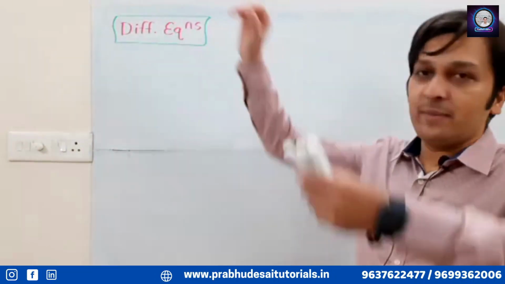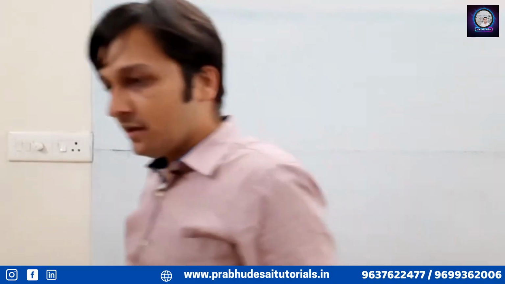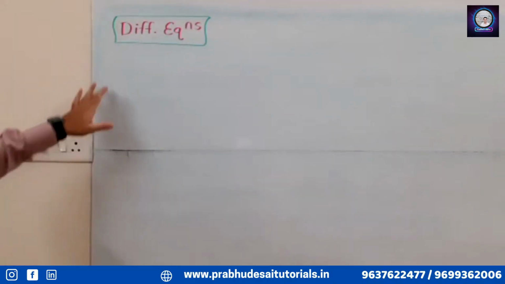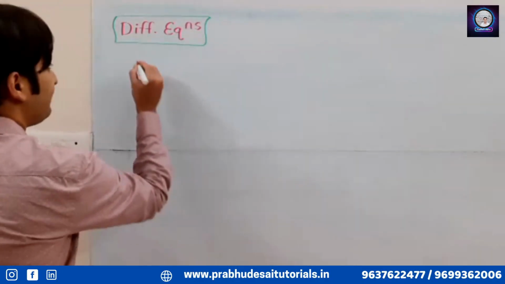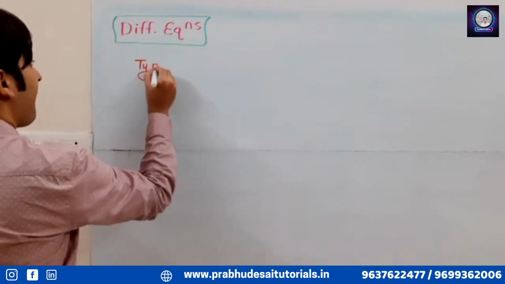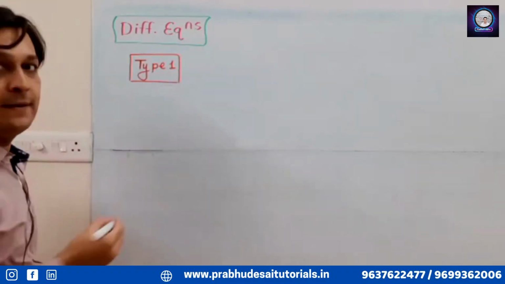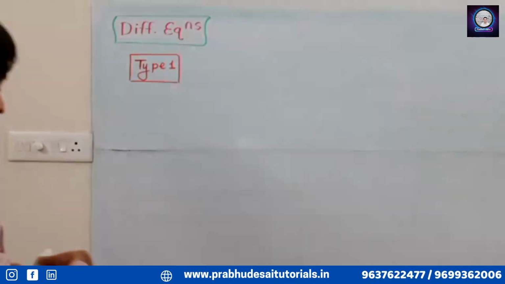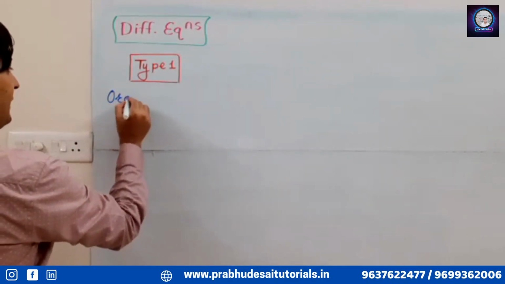I will explain some of the basic stuff and then you can write. We'll be starting unit number 1, differential equation. Hope the upper part of the board is visible. Now we'll start type number 1, and type 1 is order and degree of differential equation.